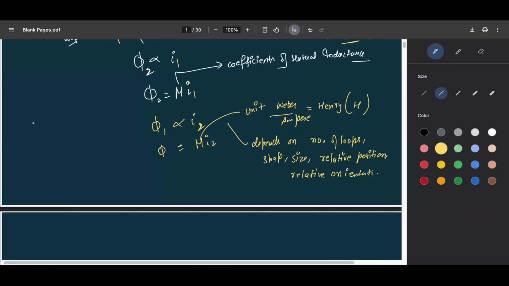Because what if one loop is in this way, another loop is in this way? Nothing is linked over there. What if one loop is just in this way, but another is just in this way? Only some part is connected, the rest is not connected. So these are the things I'm talking about. These are the dependencies on it.